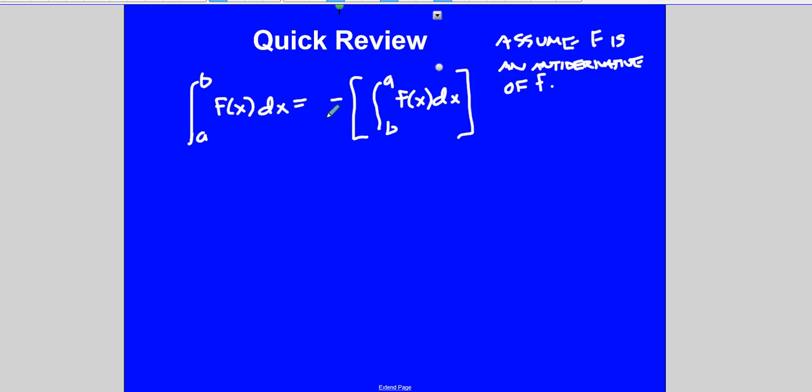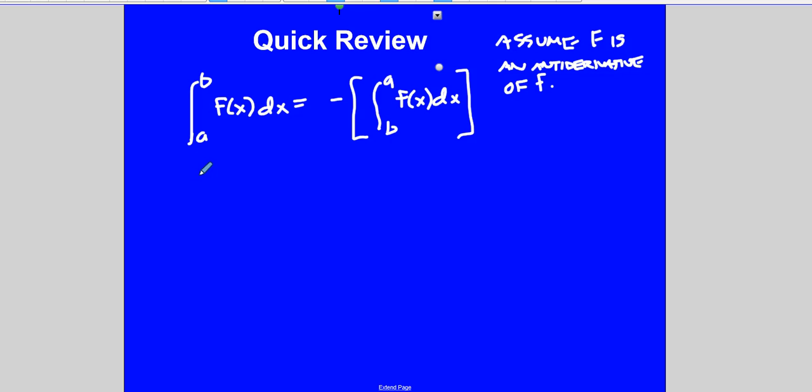All right, then also I'm going to be using this property of integrals. I'm going to show why this is true. The integral from a to b of f of x dx is equal to the negative of the integral from b to a of f of x dx. So I've swapped the upper and lower limits and put a negative sign out front.